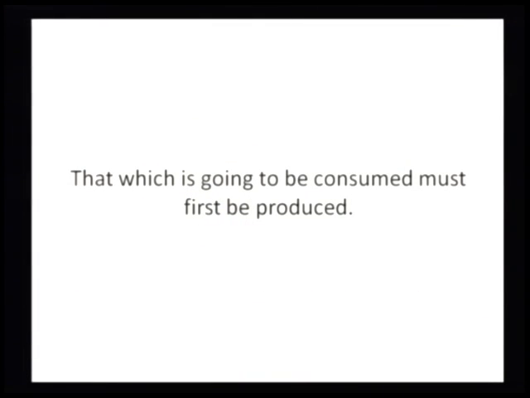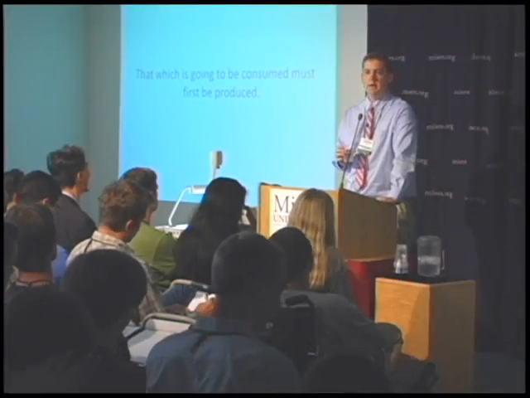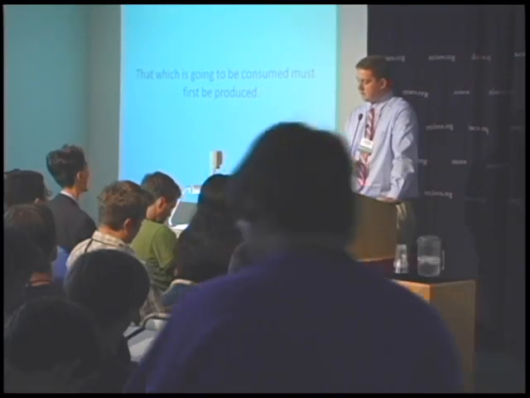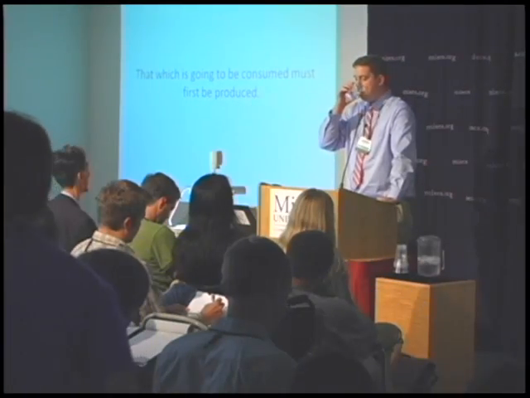So if you're going to consume anything, you first have to produce it. If I'm going to consume this glass of water, it must first be produced in some way. So the water has to be made drinkable. The glass, the plastic, has to somehow be produced and delivered to the Mises Institute and all sorts of other wonderful things. So if we're going to consume anything, it first has to be produced.